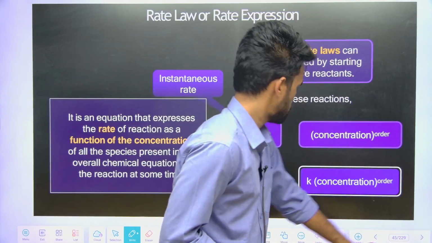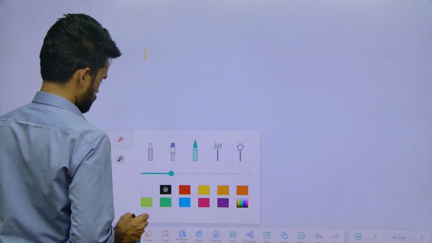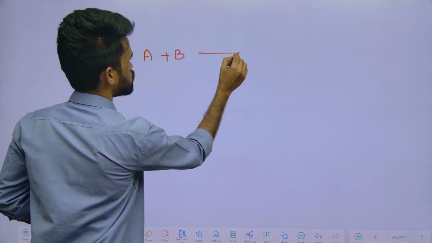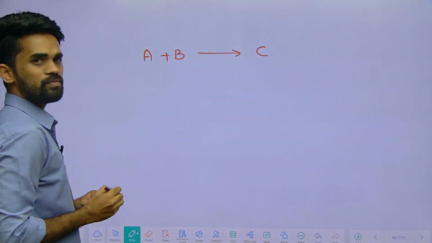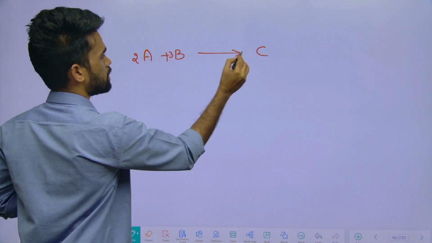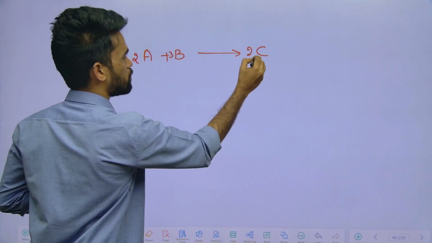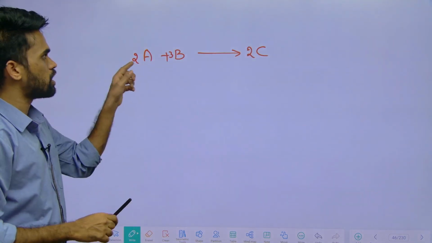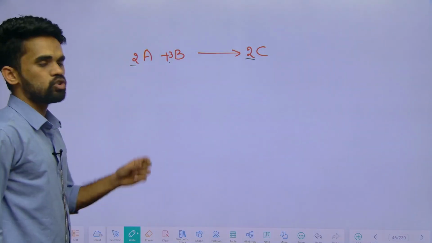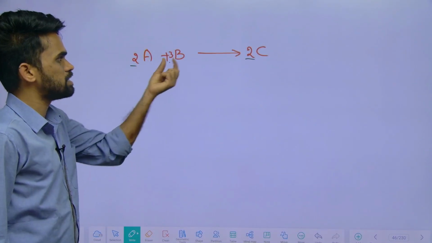For example, there is a reaction like this, A plus B giving rise to C. Along with it there are some coefficients also, like 2 here, 3 here, 2 there, or maybe some number will be there. Now those are called stoichiometric coefficients. This 2, 3, 2 are what? Stoichiometric coefficients of those reactants and the product.